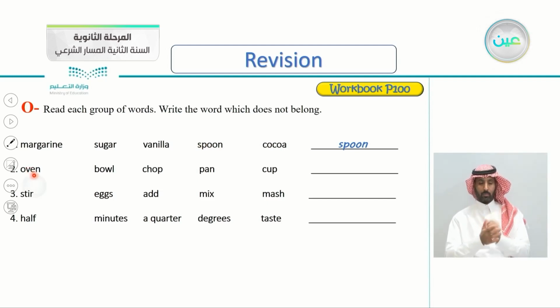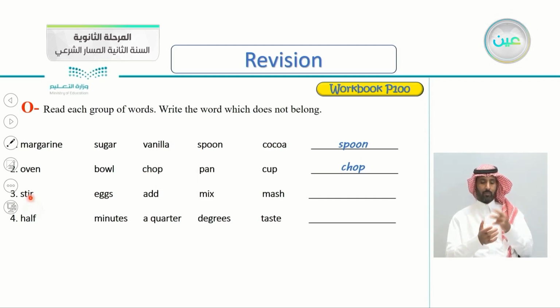Number 2, oven, bowl, chop, pan, cup. So which word doesn't belong here? So I think this is also an easy one. It's chop, because all of these are things in the kitchen. You know, the oven, the bowl, the pan, the cup, all of these you find in the kitchen, but not the chop. The chop is an action. To chop is to cut some vegetables and so on.